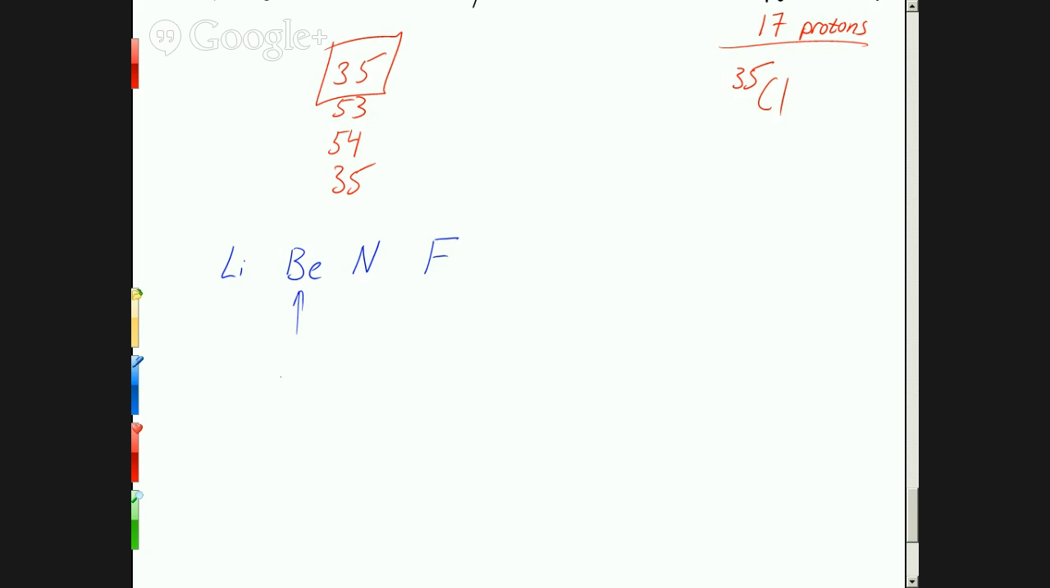All right, which of these four are not metals? Which are non-metals? Nitrogen and fluorine. All right, how'd you know nitrogen and fluorine are not metals? Because of where they are, on the other side. Yeah, because they're on the other side of the dark line, right? Yep, that's all there is to it.